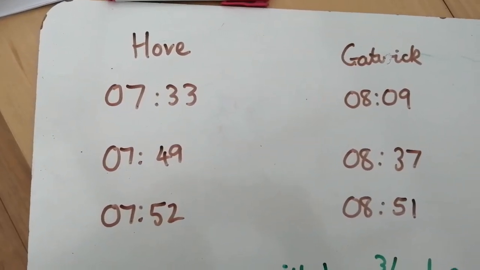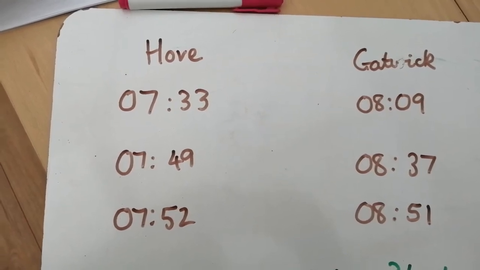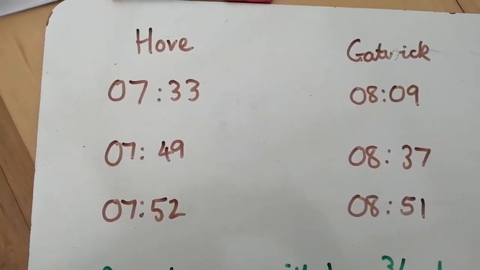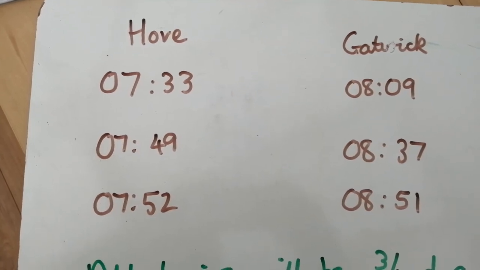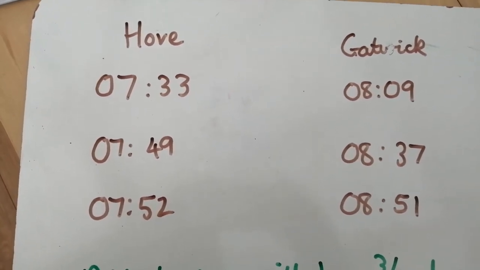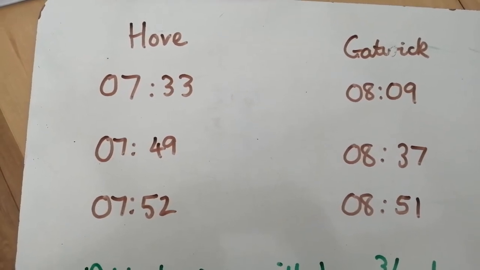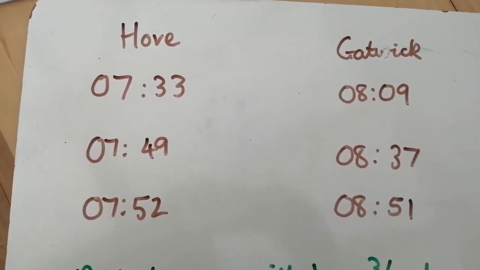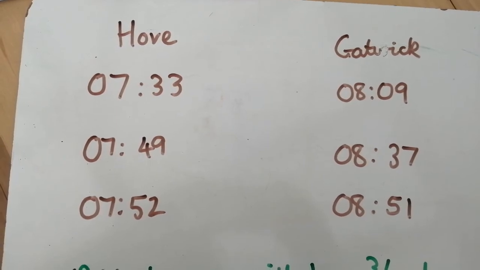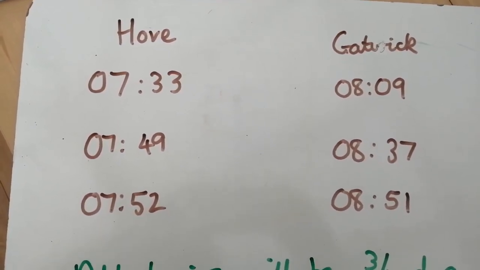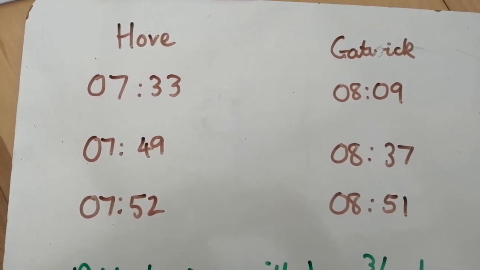Time is also a part of measurement that you need to be familiar with, not just reading the time, but working out timetables. So here's a train timetable. It's a made-up one. Trains from Hove to Gatwick. So the train from Hove at 07:33 arrives at Gatwick at 08:09. The 7:49 arrives at 8:37 and the 7:52 arrives at 8:51.